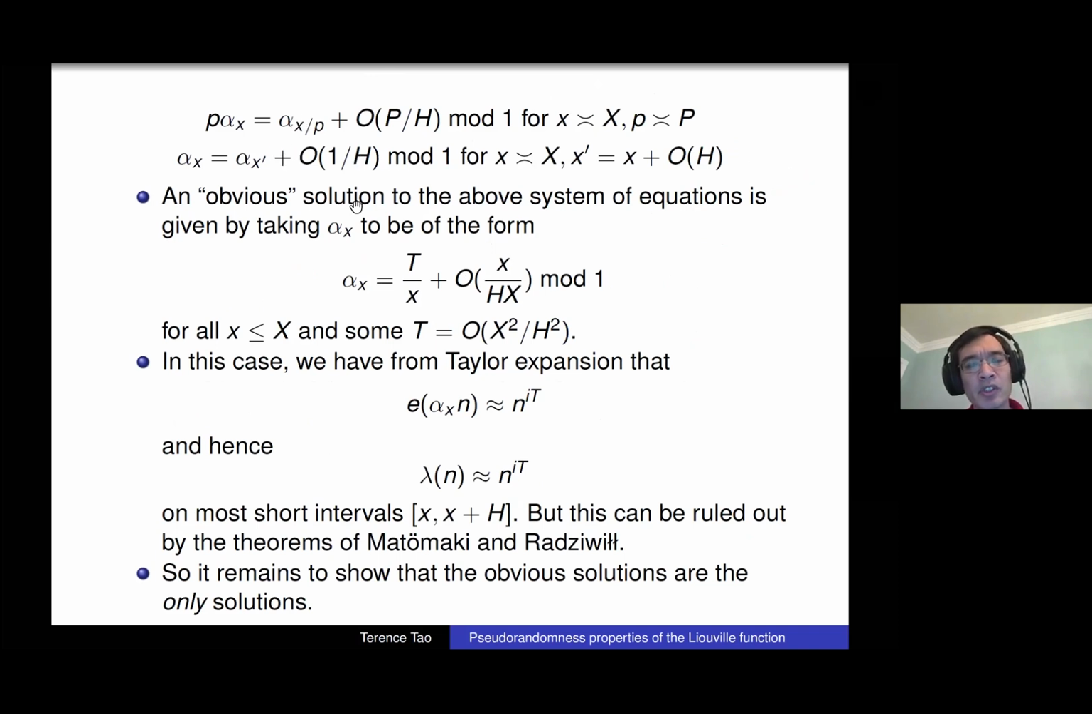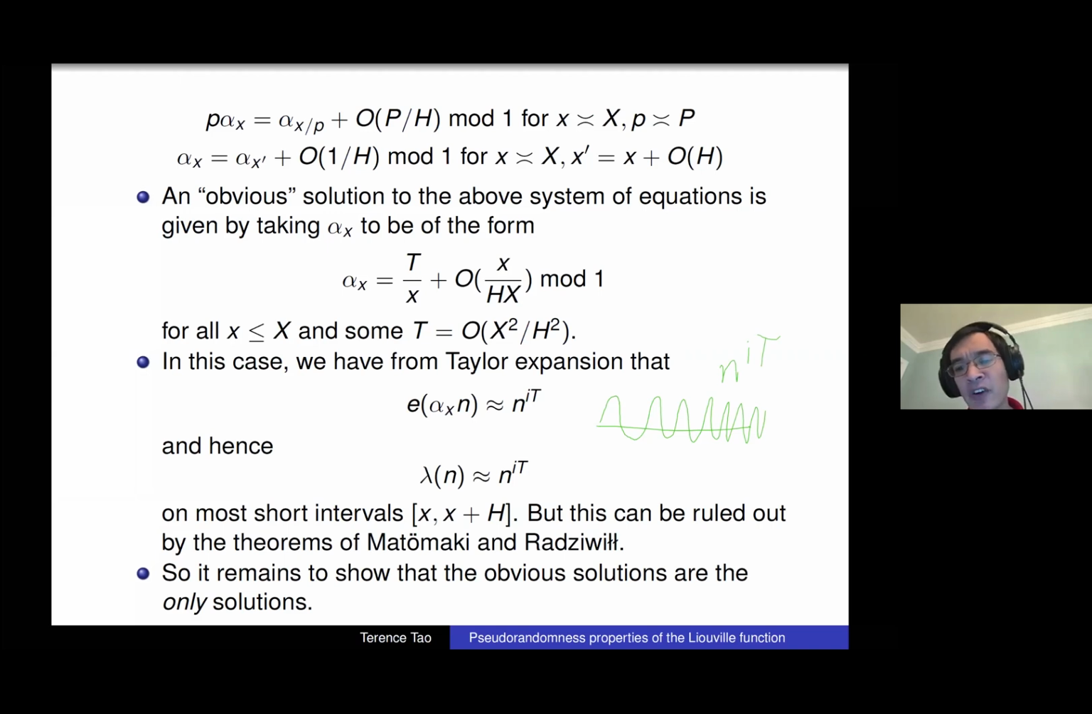So there's an obvious solution: if alpha, the frequency, varies inversely with the position. If alpha is like t over x plus some error, and t is not too big, then you can check that a frequency which oscillates inversely to position obeys these equations, so they are compatible. And what this means, when you have this inverse relationship, if you Taylor expand it, is that all these little frequencies are actually modeling a multiplicative frequency.